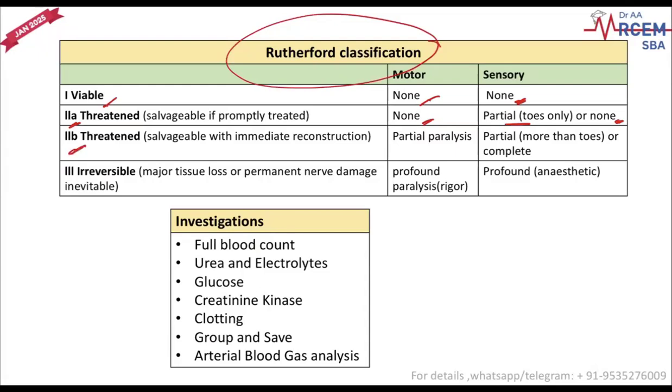Type 2B: there will be partial paralysis, so complete movements of the toes will not be present. There will be loss of sensation, might be complete loss of sensation, or at least over the toes there will definitely be loss of sensation. Type 3: profound paralysis. He's not able to move his toes at all, and there is profound anesthesia, completely no sensation. If you touch him also, there will be no sensation.